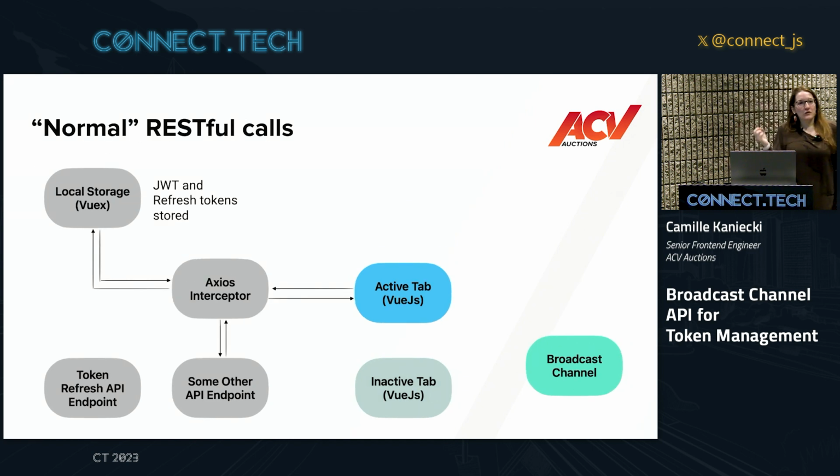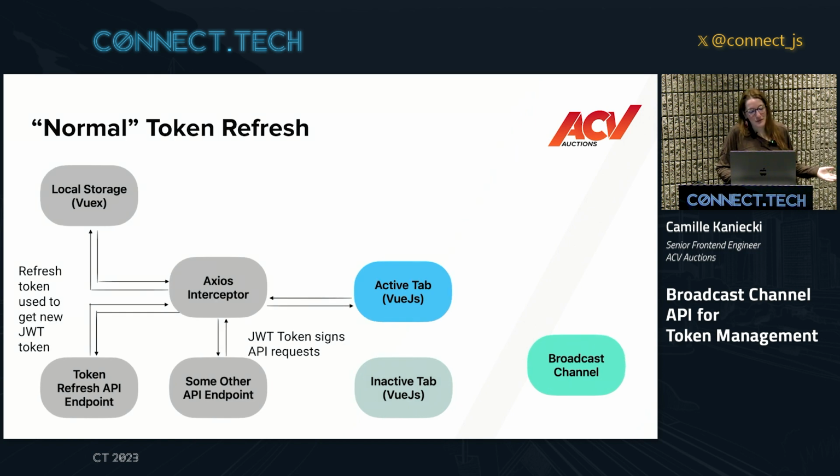So when we normally make a call, Vue is going to reach out to the Axios interceptor, which is going to say, in this example, I'm going to connect to some other API endpoint. In this implementation, we are going to be storing our tokens in local storage, and I'll explain why in a few minutes. But the first thing it's going to do is check local storage to see if the JWT is almost expired or not. If it's not expired, it's going to use it to connect to some API endpoint, and then the interceptor is going to send it back to the active tab. So far, so good? I know, riveting.